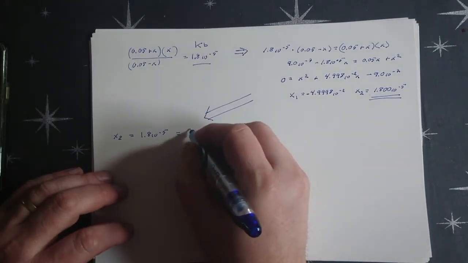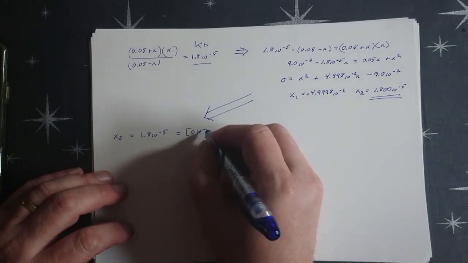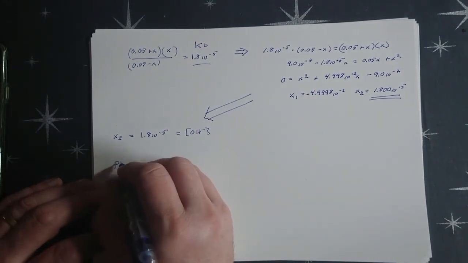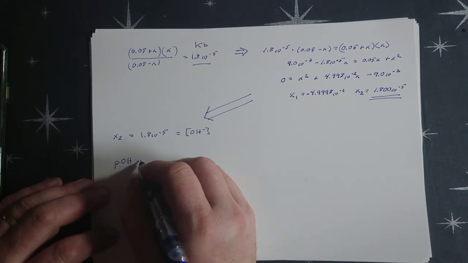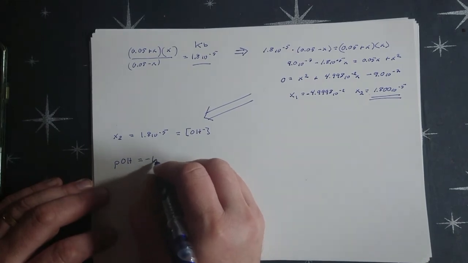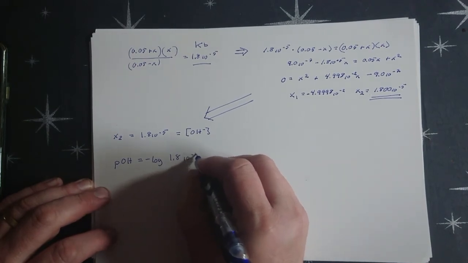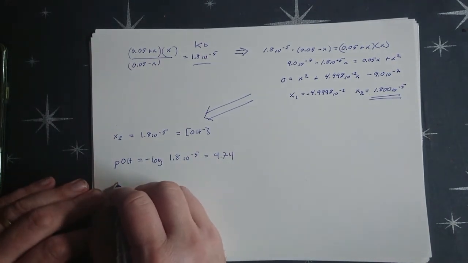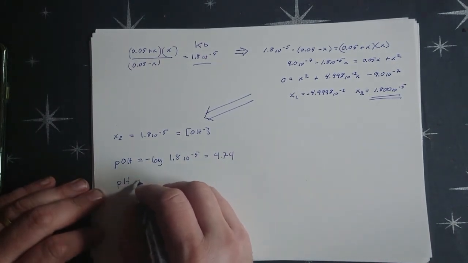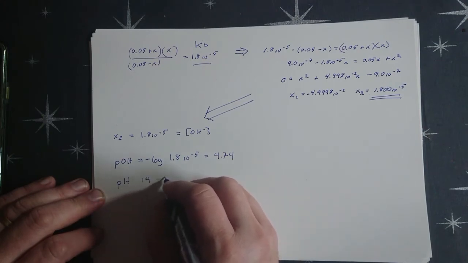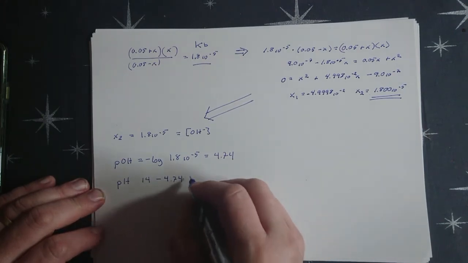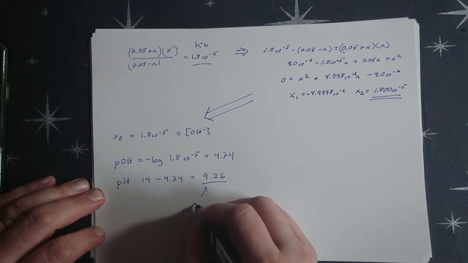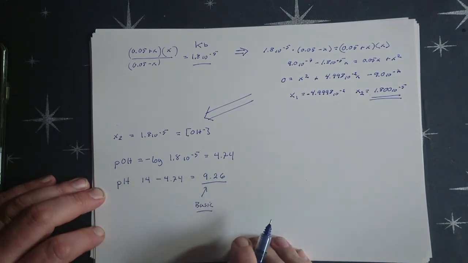So we assume that this x is equal to the OH minus concentration. We can then find the pOH by taking the minus log of 1.8 times 10 to the minus 5, which is equal to 4.74. If we want to, we can continue and find the pH by taking 14 minus 4.74 to give us the pH, which is 9.26. Notice, it's still basic. So the pH of this buffer is basic.